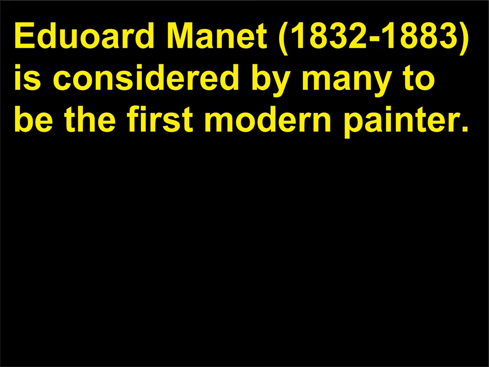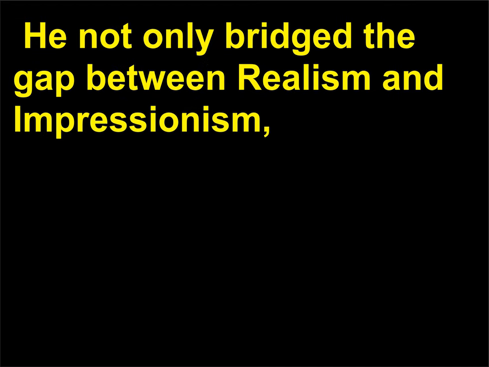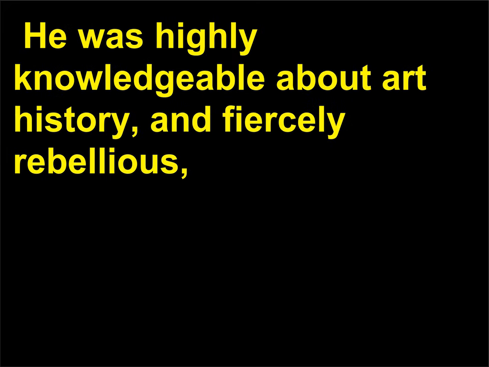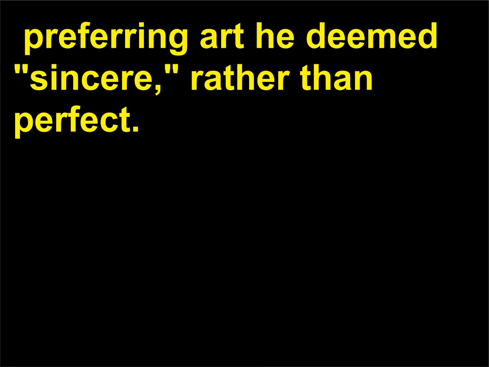Who was Manet? Édouard Manet, 1832-1883, is considered by many to be the first modern painter. He not only bridged the gap between realism and impressionism, but his work foreshadows early 20th century painting styles and approaches. He was highly knowledgeable about art history, and fiercely rebellious, preferring art he deemed sincere, rather than perfect.